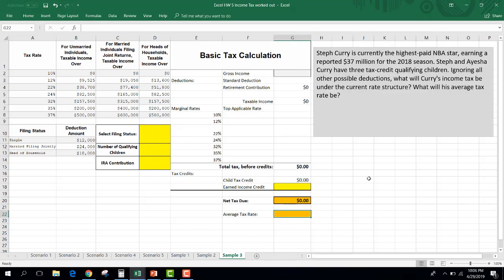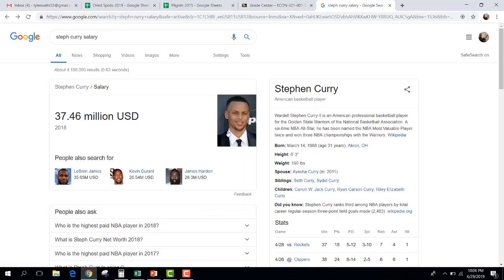Now let's look at one more example here just for the homework tutorial, and then I'll turn you loose on the homework. You're going to do the exact same type of thing. I think you'll find it pretty straightforward. And now we'll look at somebody with extremely high income, and we'll see how that progressivity really kicks in. So I just looked up Steph Curry. I found his salary here. According to Google, it's 37 plus million, so I'll go with that.